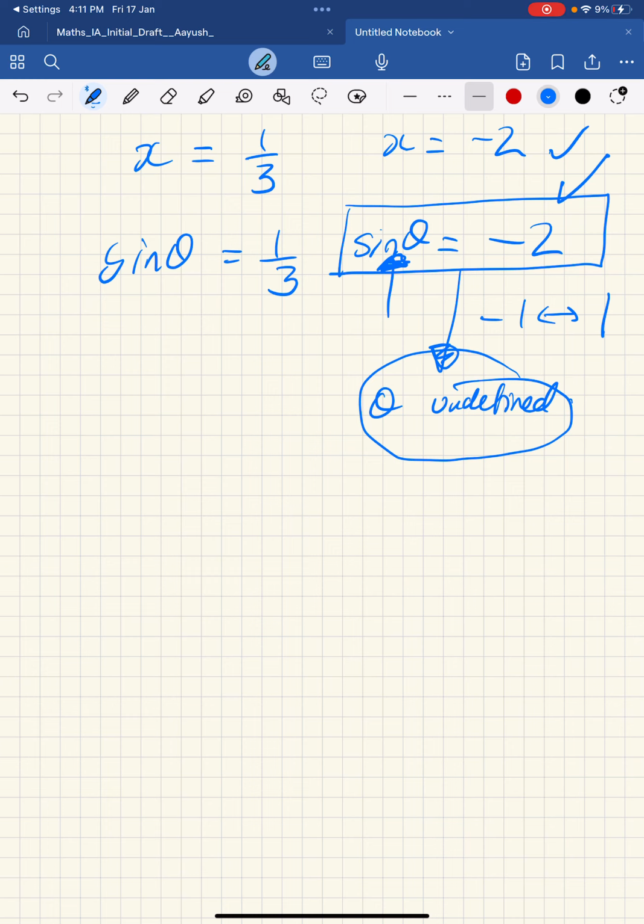Now for this other one, we're just going to switch to our calculator, right? And we are going to do inverse sine of 1/3. So I'm just doing that in my calculator. I've got 19.5 degrees, right? So theta equals inverse sine of 1/3. And I've got 19.5 degrees.